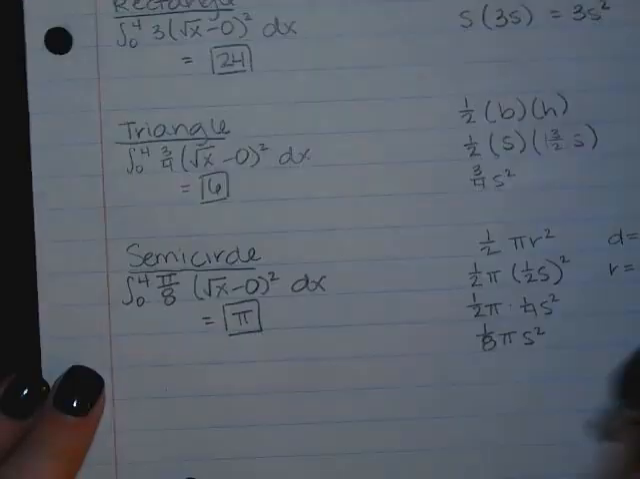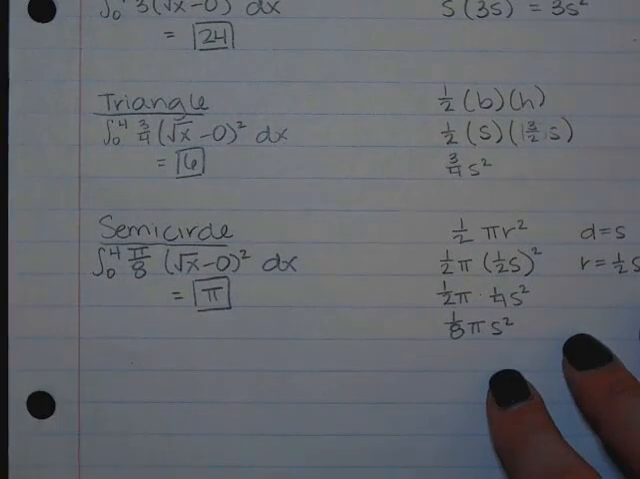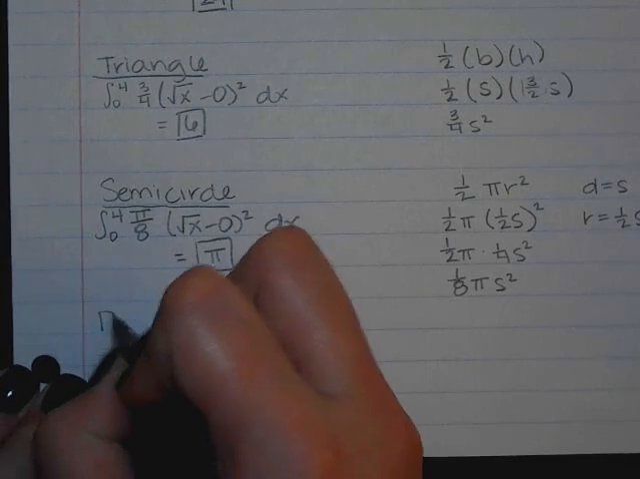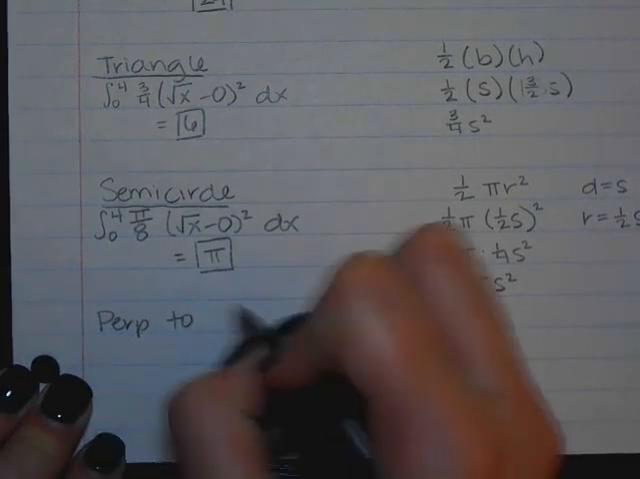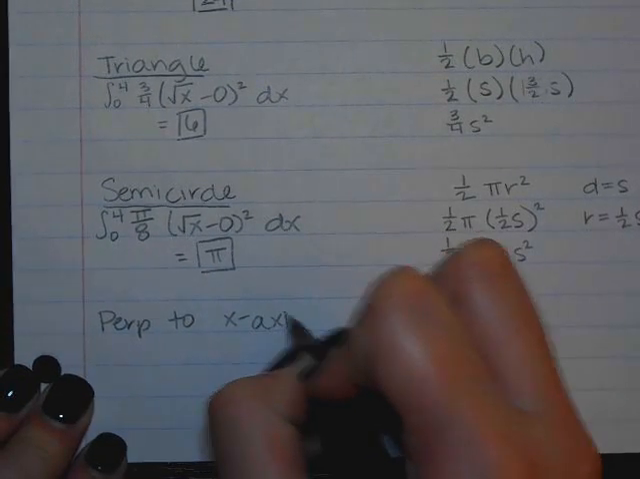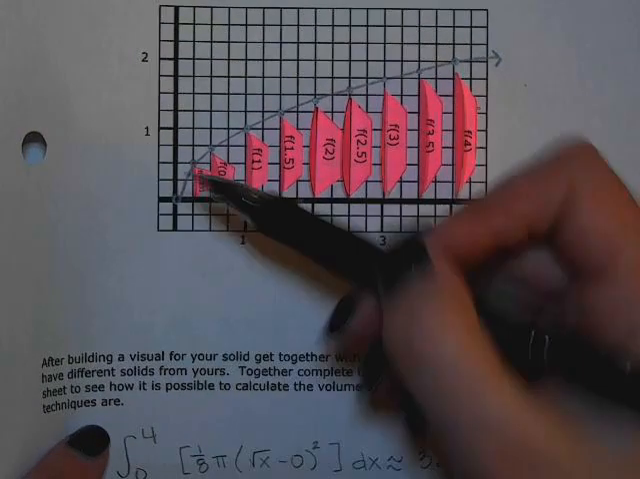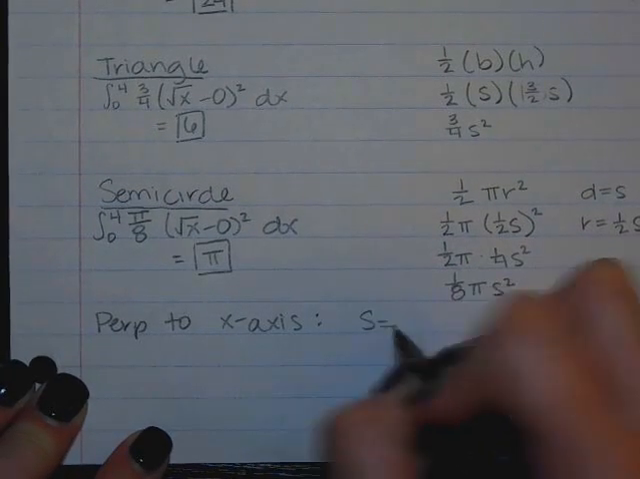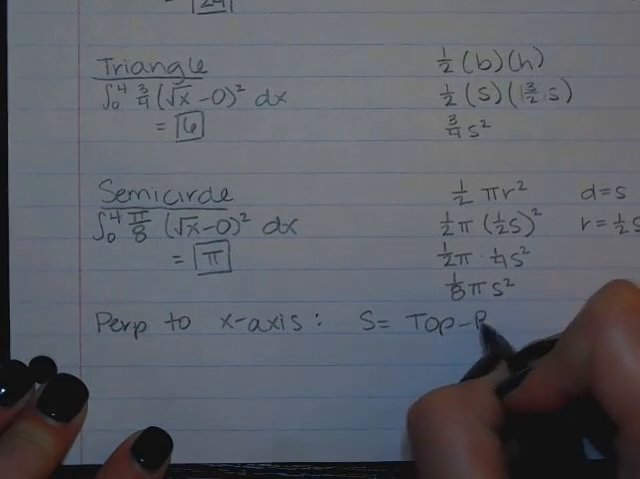All right, so we could have our shapes being perpendicular to the x-axis. And if you look at this, you can see that that's what I did for all of these, right? They are perpendicular to the x-axis. And so if that's the case, then the S is going to be formed by top minus bottom.